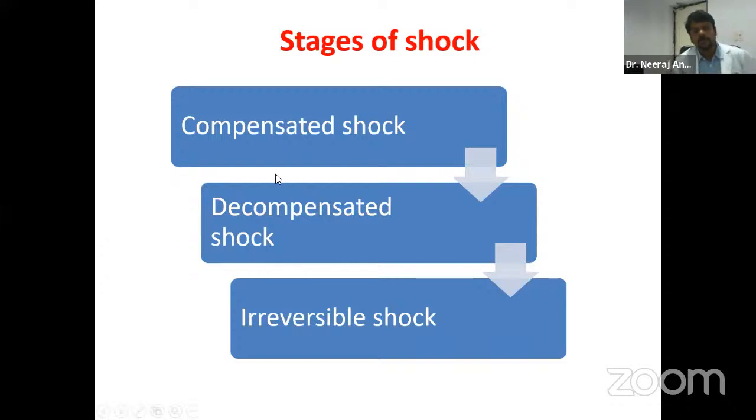All types of shock go through stages, starting with compensated shock. Then if not managed at this stage, it ultimately goes to decompensated shock. In compensated shock, the blood pressure is preserved, the patient is not hypotensive. In decompensated shock, there is associated hypotension. And if not managed at this stage also, the patient will ultimately develop irreversible damage to different organs and tissues, ultimately leading to irreversible shock.